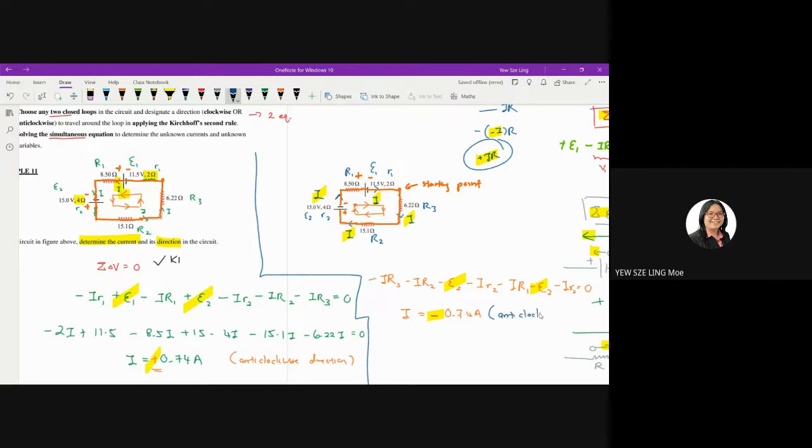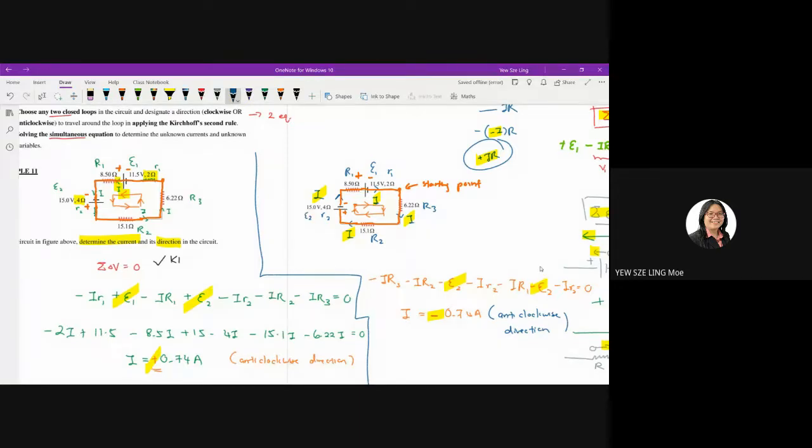Okay, so dia akan terbalik dengan arah yang kamu lukis tadi. So kamu lukis clockwise, tapi kamu dapat nilai negatif, maka dia bermaksud actual direction yang sebenarnya adalah terbalik dengan lukisan kamu. Kamu lukis clockwise, yang actual punya anti-clockwise direction.